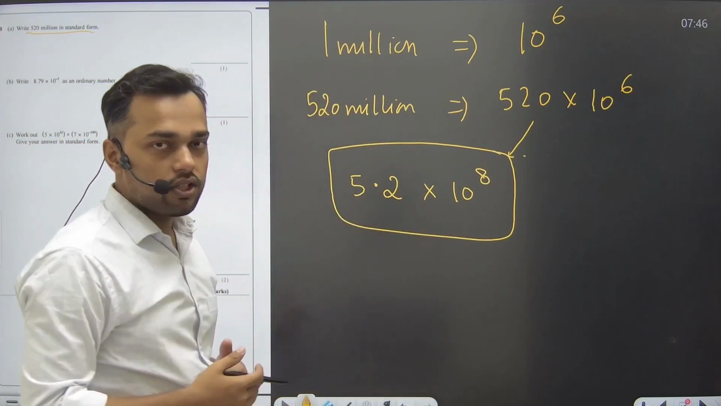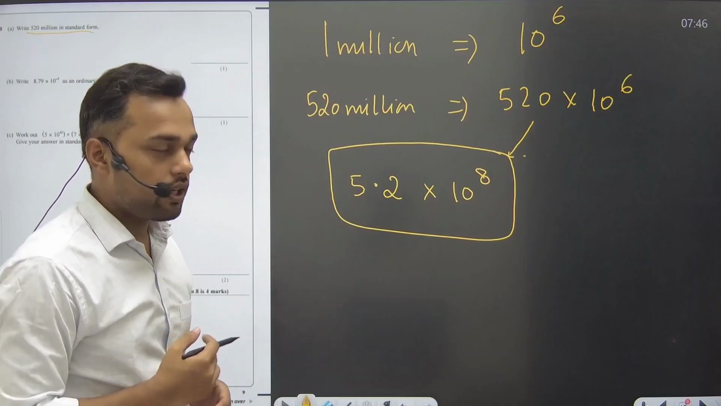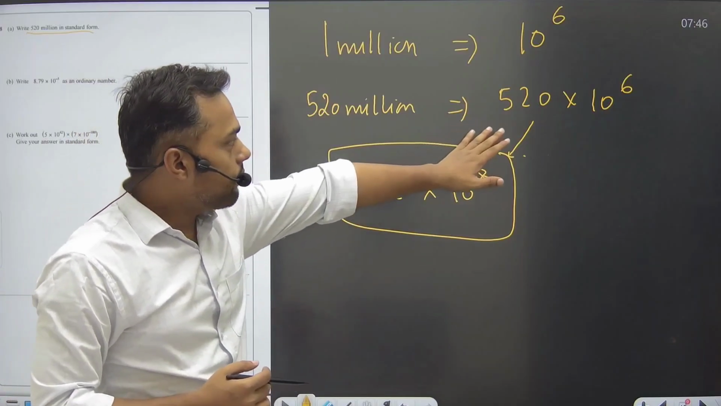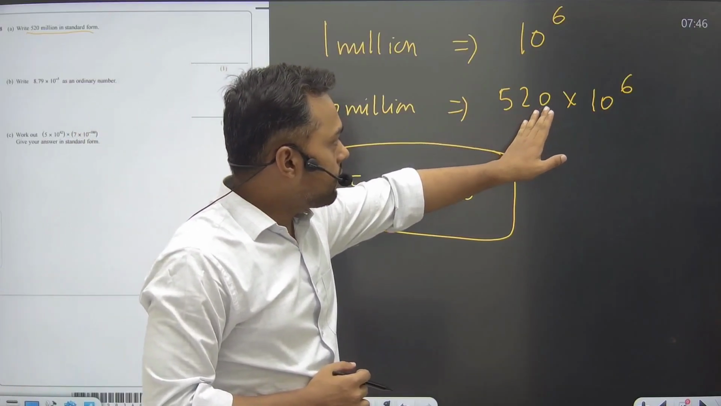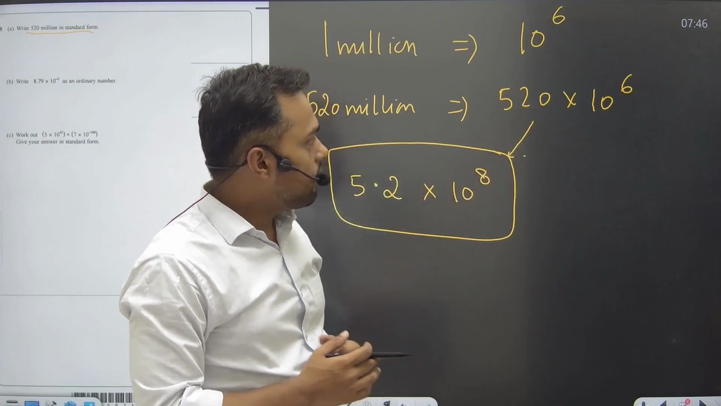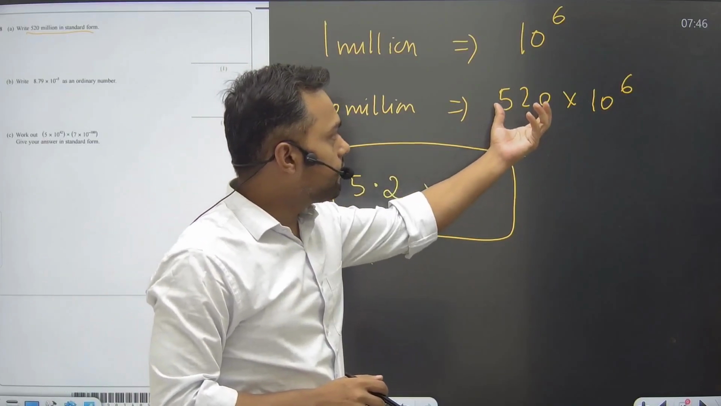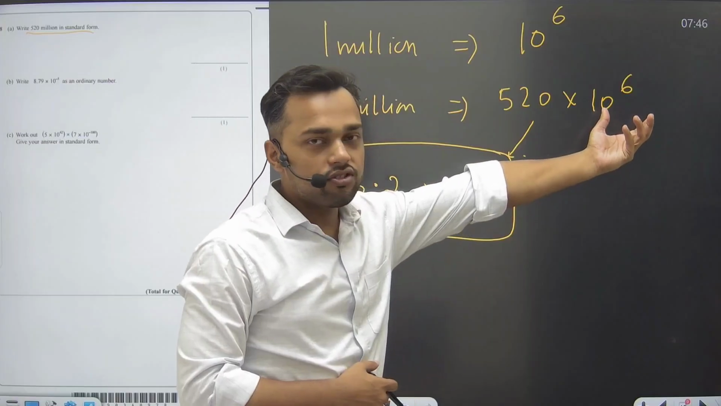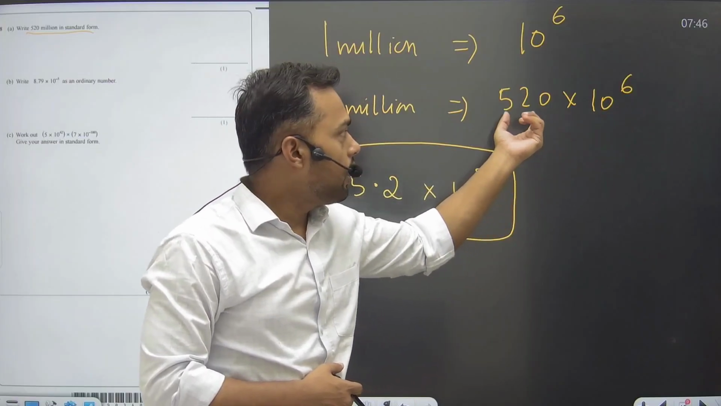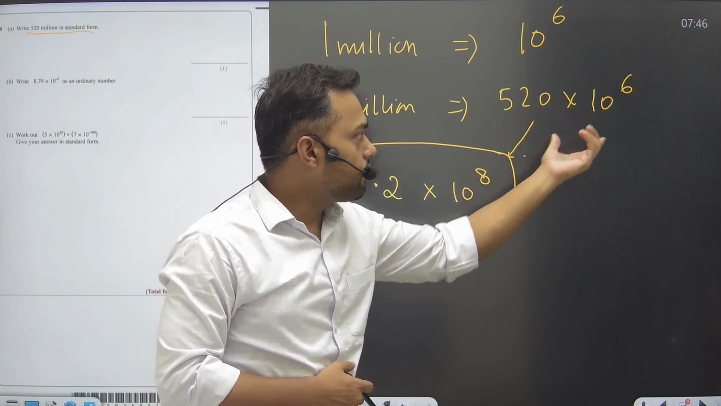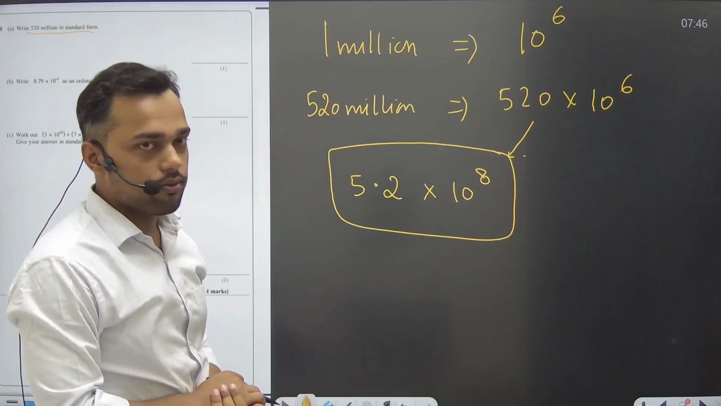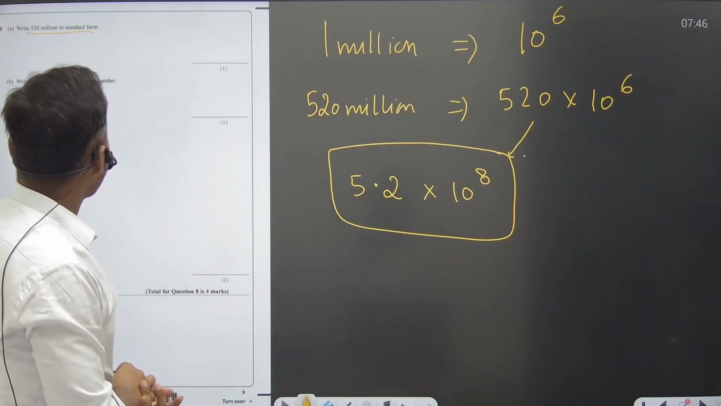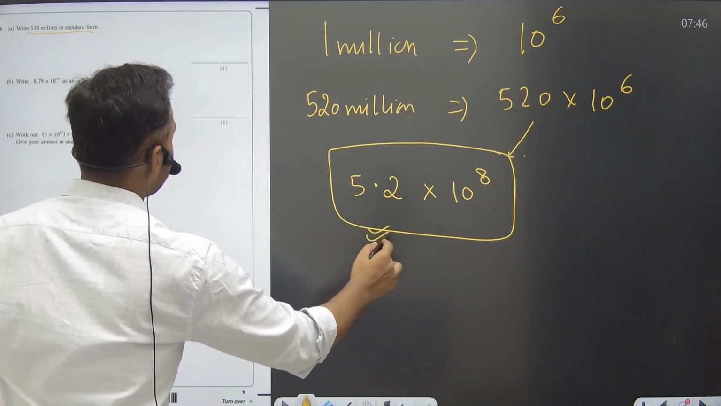Correct to two significant figures. What we did here, we just took 10 common from this particular value and multiplied here. So already it was 10 power 6, and now I have multiplied 100, so it will be 10 to the power 8. Okay, so this is our standard form.